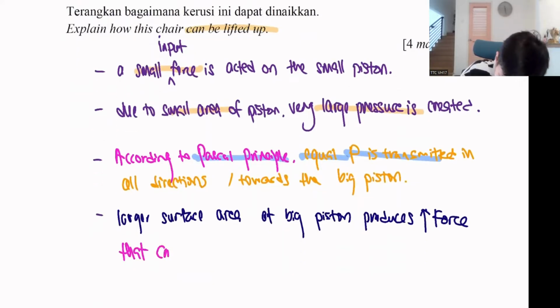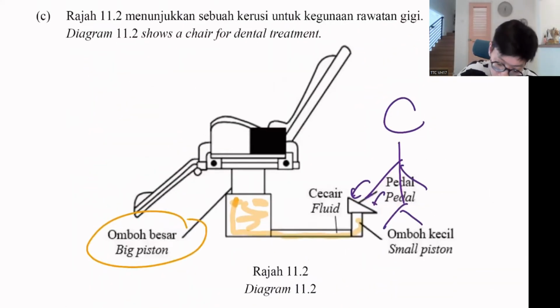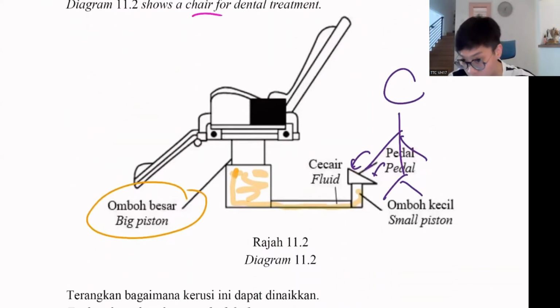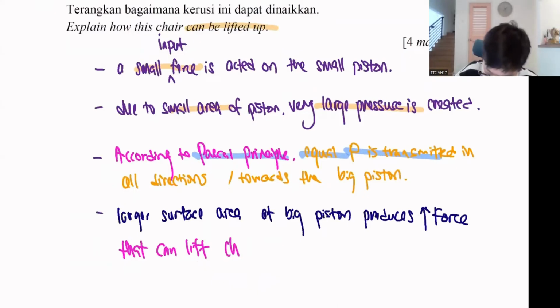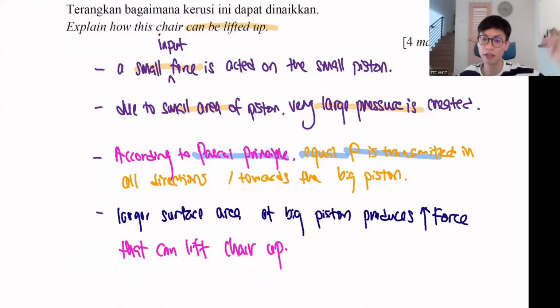That can lift what they call a chair. They never say dentist chair, so just keep it as chair. It can lift the chair up. So the larger surface area of the big piston produces a larger force that can lift the chair up. All right, hopefully my writing is not too ugly.